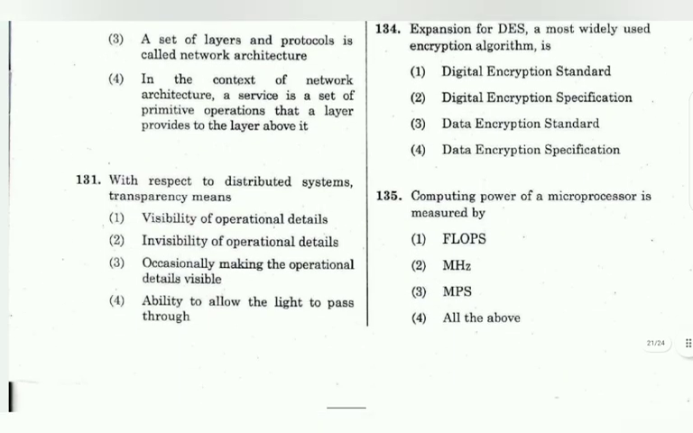Next, with respect to distributed systems, transparency means. So transparency in distributed systems ensures that users and applications do not need to know the details of a system implementation. So here, invisibility of the operational details, that is, users should not see the complexity of the distribution, is the correct answer.